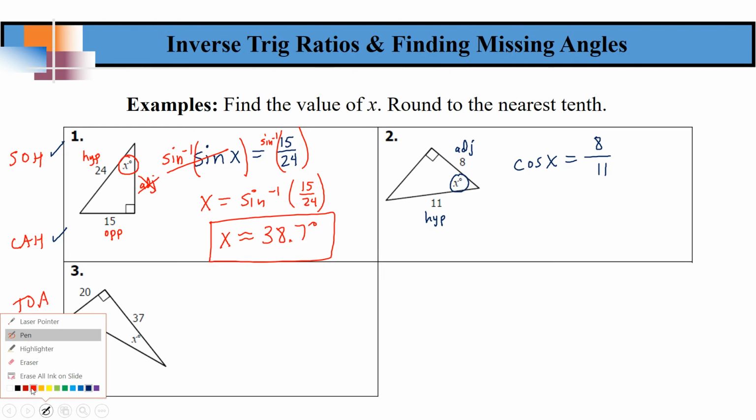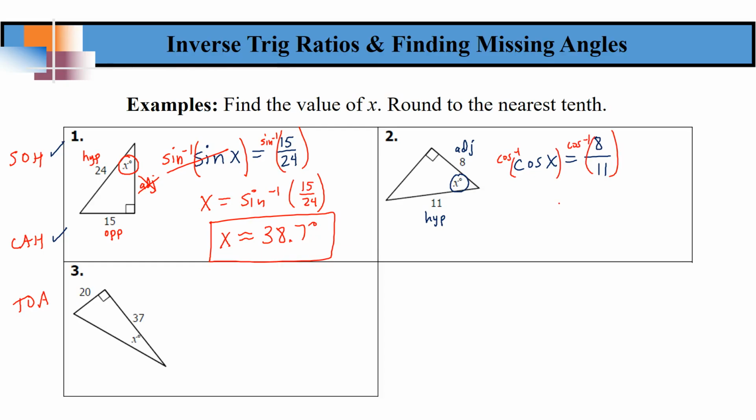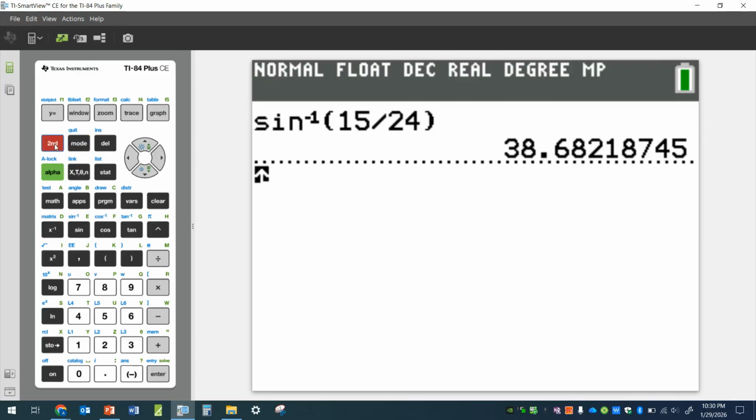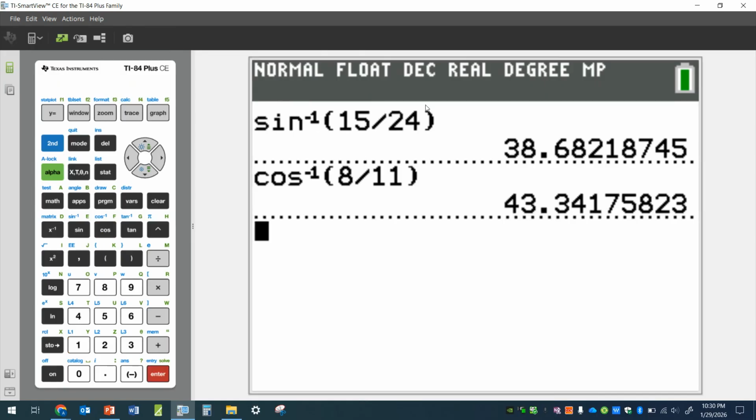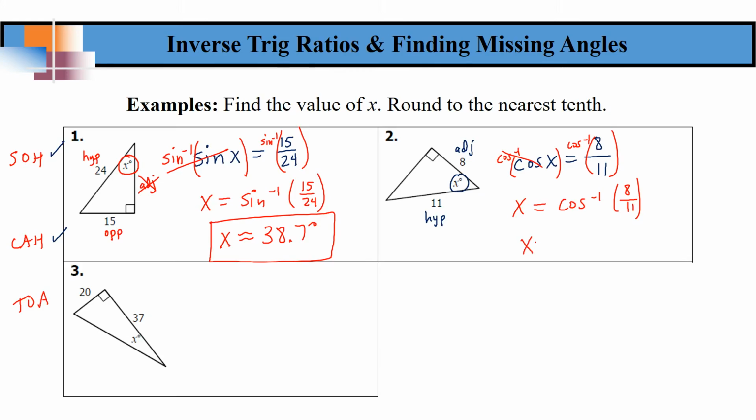Just like before, x is trapped inside of cosine. So to get rid of cosine, we take the inverse cosine of both sides of the equation. When we do that, cosine and inverse cosine cancel, leaving us with x equals the inverse cosine of 8 over 11. So let's type that into our calculators. The inverse cosine of 8 divided by 11. And we should get approximately 43.3 degrees. So x is approximately 43.3 degrees.